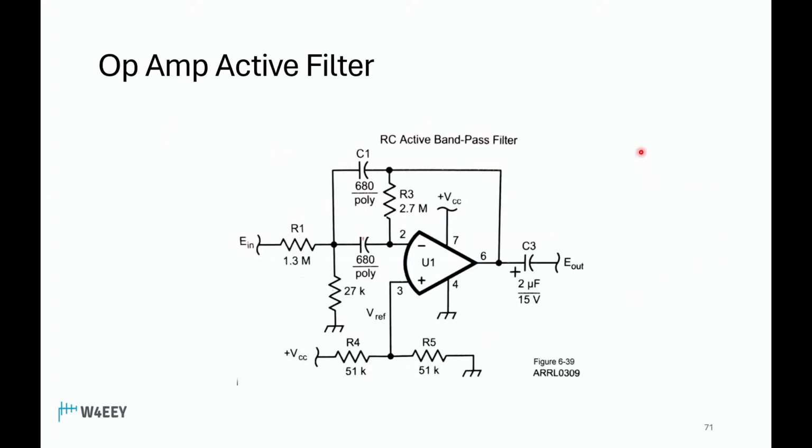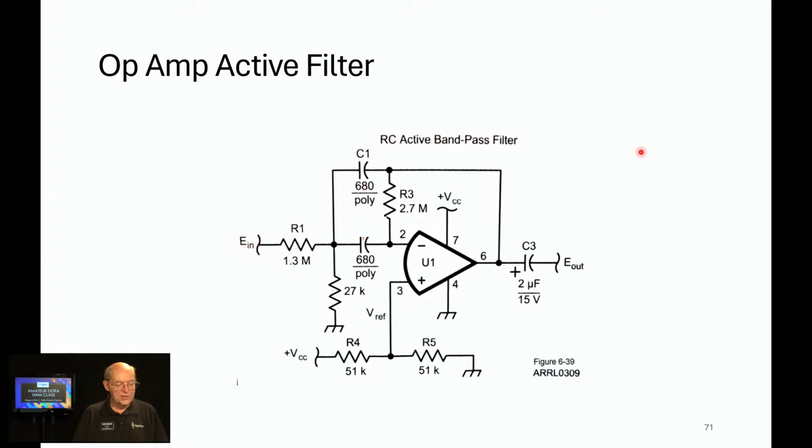And here's just a picture of how one such circuit is implemented. Active, this is a bandpass filter. We've got capacitors and resistors in the feedback loop of the op amp that make it act as a filter.